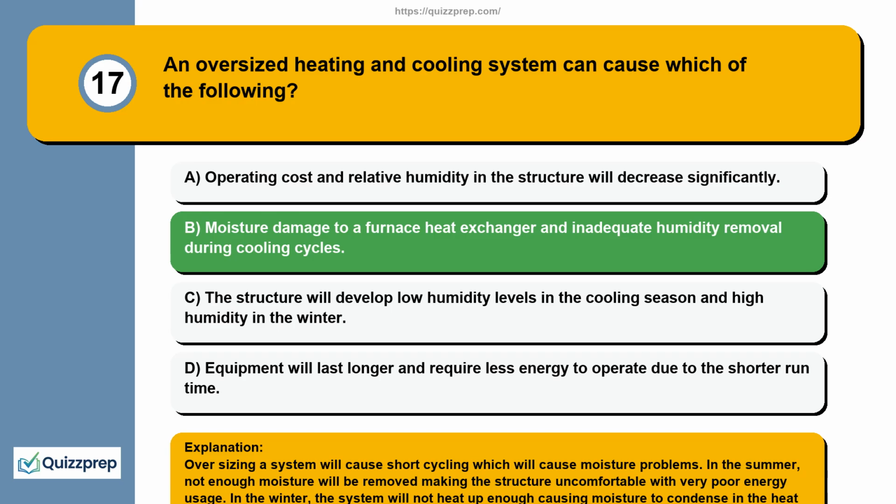Oversizing a system will cause short cycling, which will cause moisture problems. In the summer, not enough moisture will be removed, making the structure uncomfortable with very poor energy usage. In the winter, the system will not heat up enough, causing moisture to condense in the heat exchanger, as well as the venting system, shortening the life of the system.